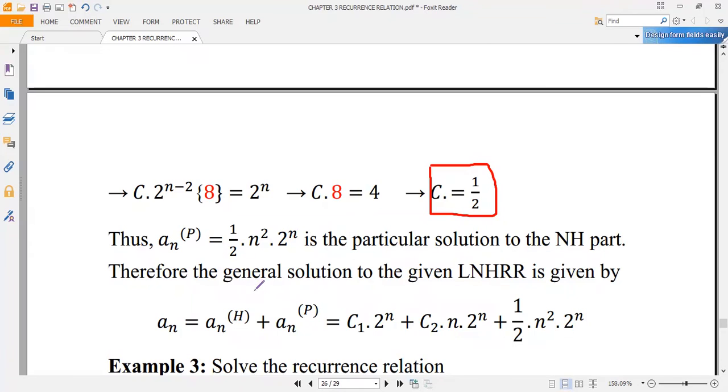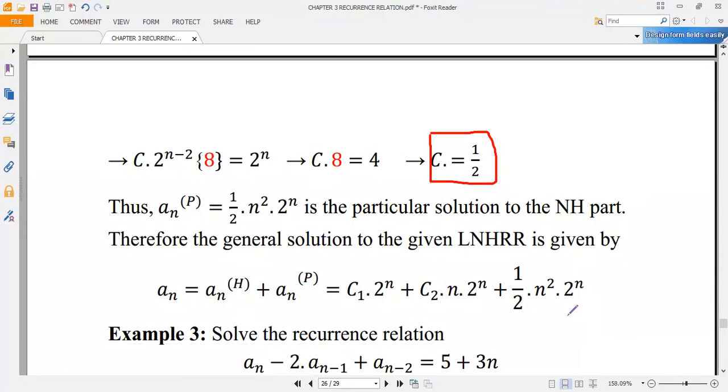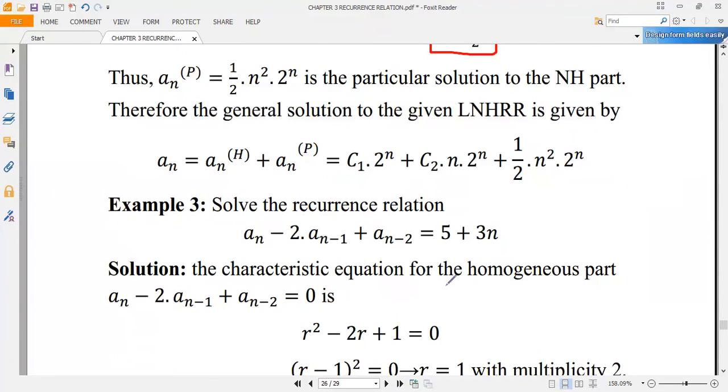So therefore, the general solution to the given non-homogeneous recurrence relation will be the sum of the solution of the homogeneous part plus the solution of the non-homogeneous part. So c1 times 2 to the power of n plus c2 times n times 2 to the power of n plus 1 over 2 times n squared times 2 to the power of n is the solution of the recurrence relation.